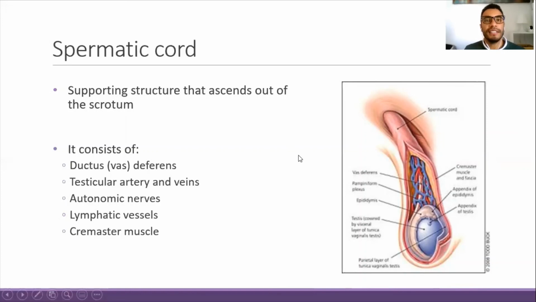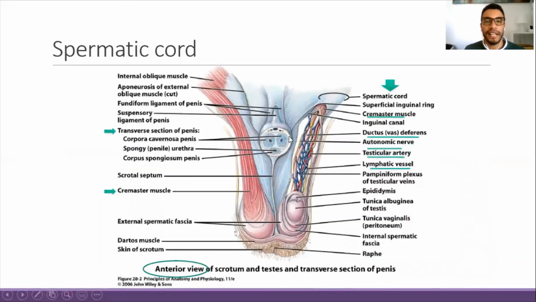And finally, this is a different picture of the spermatic cord, highlighting the structures present in the spermatic cord in green. Okay, the muscle, ductus deferens, the lymphatic vessels. Those are the basic structures in the anterior view of the spermatic cord in the male reproductive system.